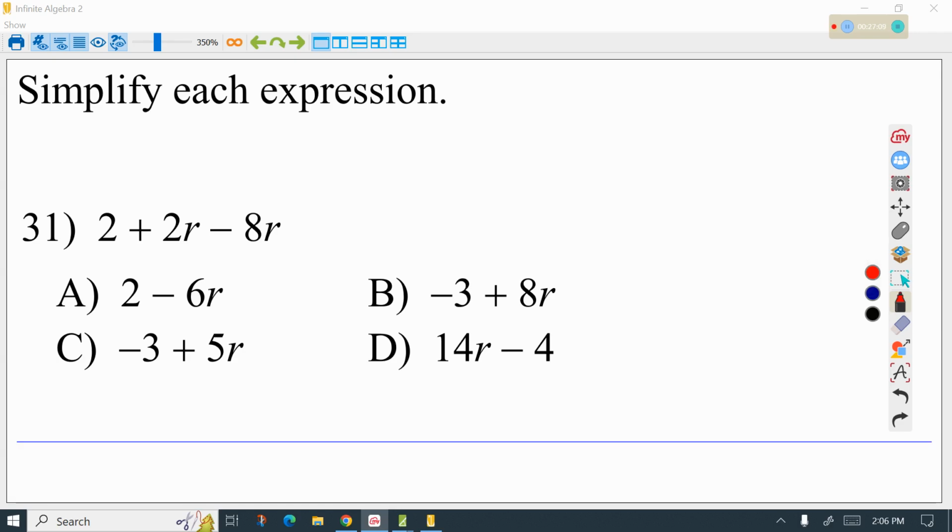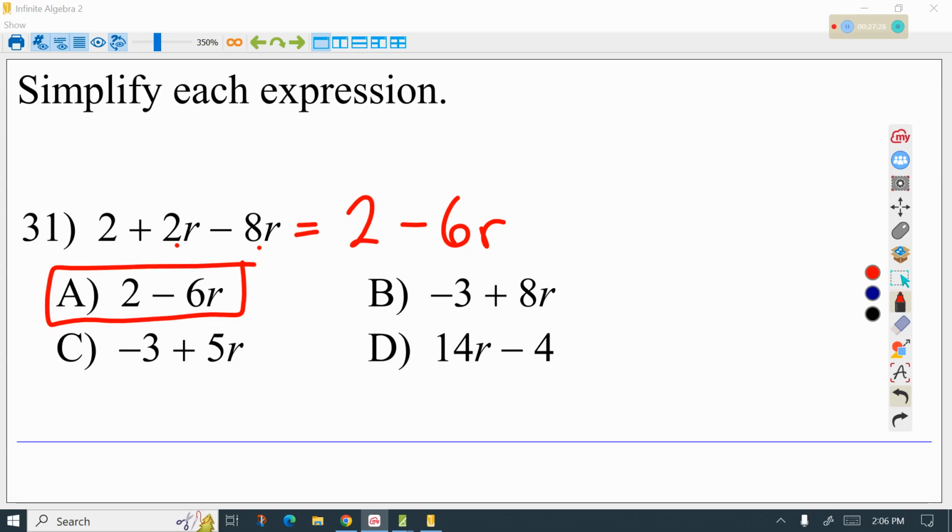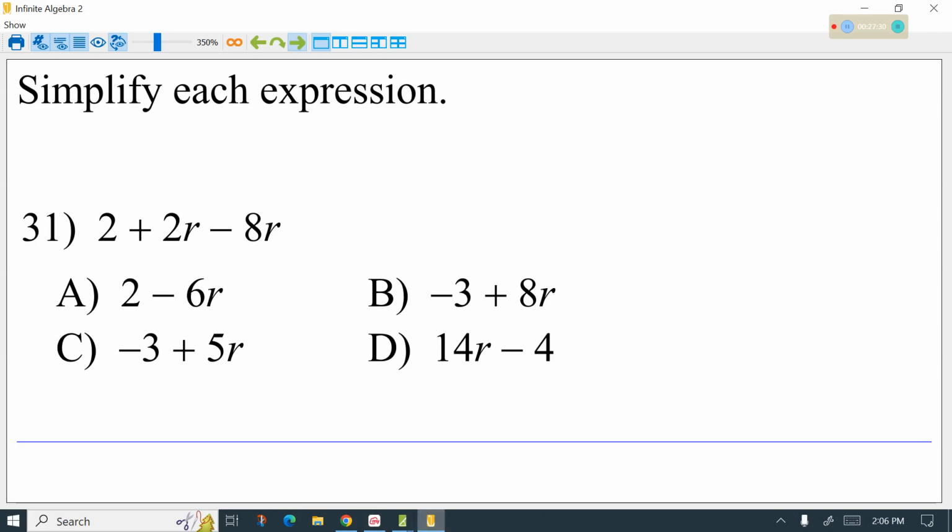Okay, so here, we should realize that the 2 can't change. But 2r minus 8r is going to give me minus 6r. So be careful and make sure you choose A. Make sure you're thinking about what you're doing. I think we got maybe 1 or 2 problems left here before we're done.